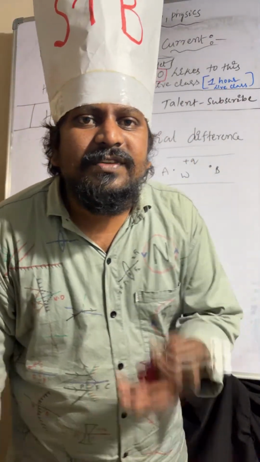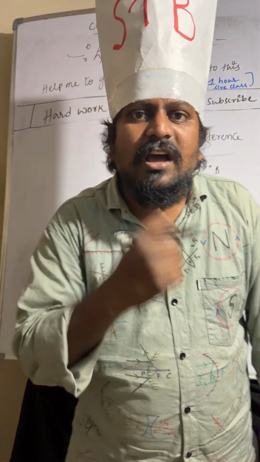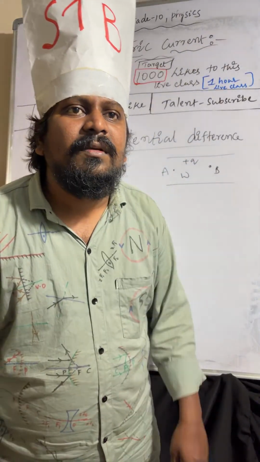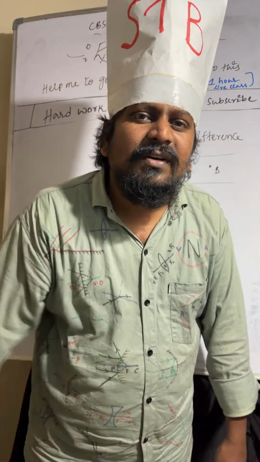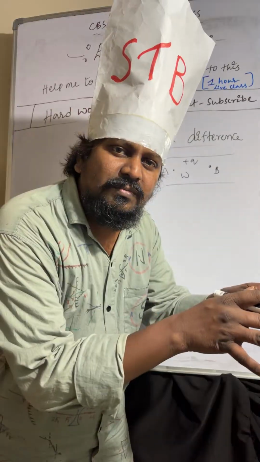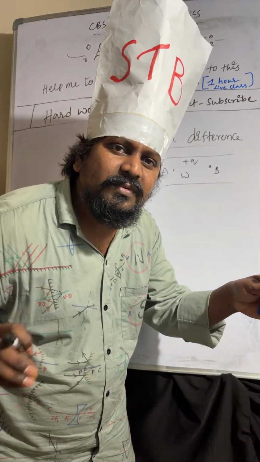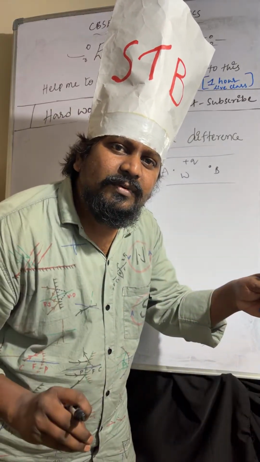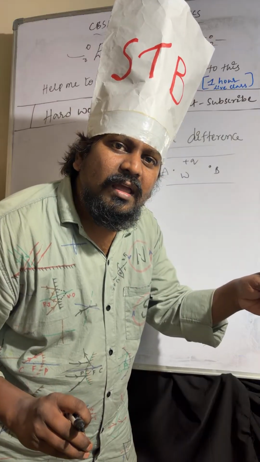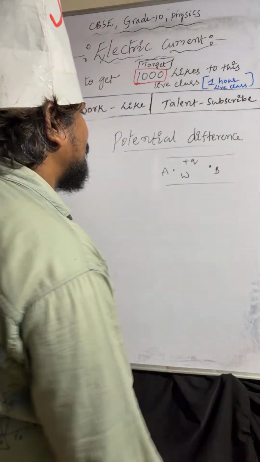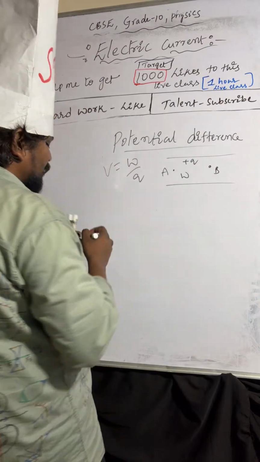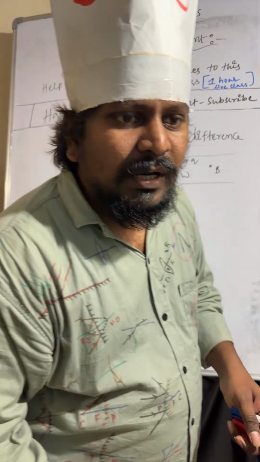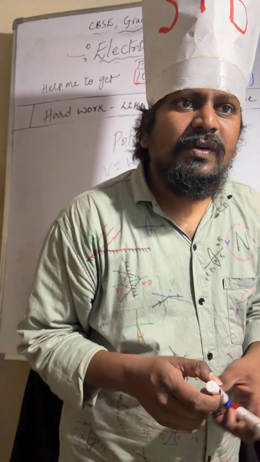What is the SI unit of potential difference? Volt. The SI unit of work is joule. The SI unit of charge is coulomb. 1 volt is defined as 1 joule of work done to bring 1 coulomb of charge from one point to another point. That is called potential difference. V equal to W by Q.